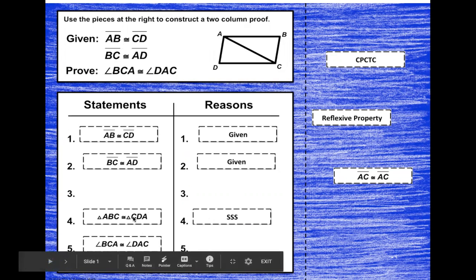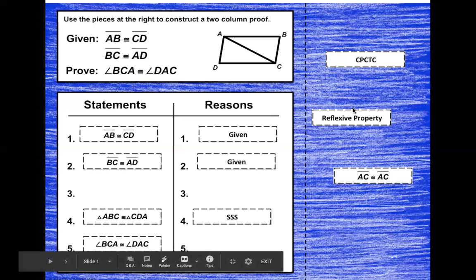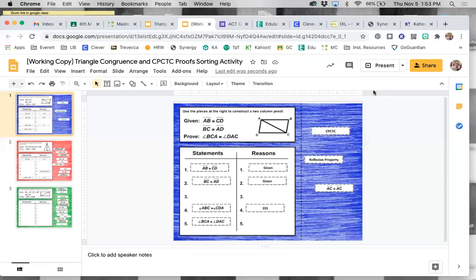After we talk about triangles being congruent, we continue to talk about their corresponding parts being congruent. Hint, hint, hint. Which one of these is that going to be? Very good. So corresponding parts of congruent triangles are congruent, because we said the triangles are congruent and now we've got corresponding parts and we're saying they're congruent as well. So that's got to be this.